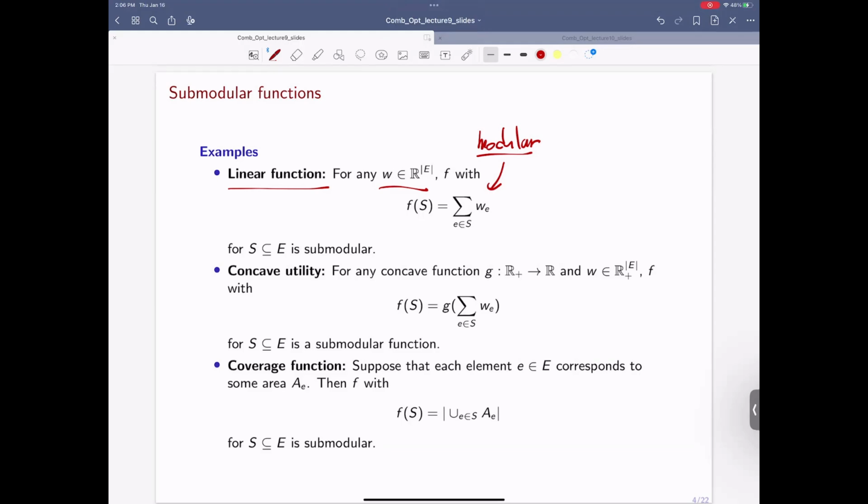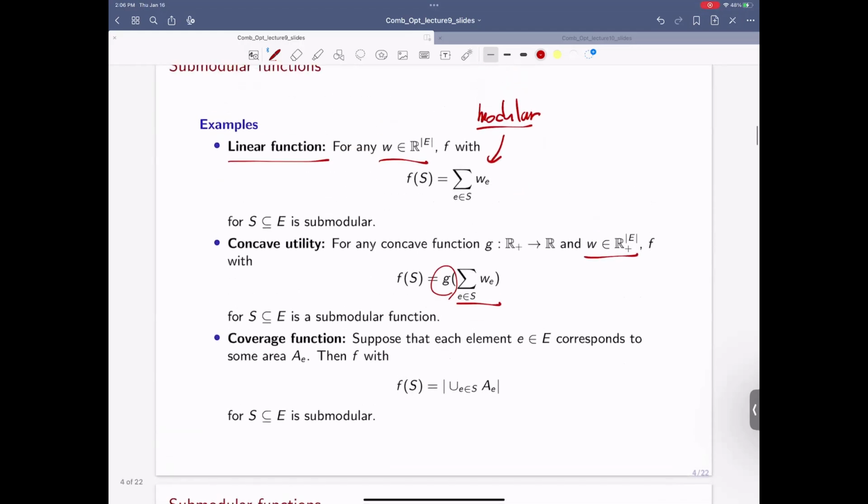Also concave utility. What is that? We take non-negative weights. You choose a subset of elements. You first take the summation of their weights, and then you apply a concave function G. So whenever you add a new element, your utility will increase, but it increases in a concave way. It imposes the diminishing marginal returns property.